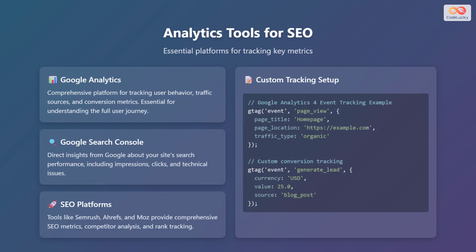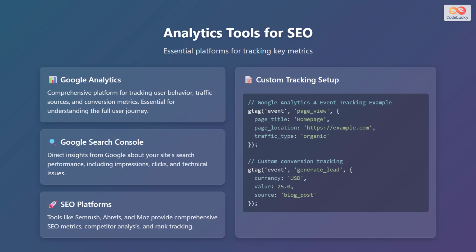Let's review essential analytics tools for search engine optimization that are needed for tracking key metrics. First, Google Analytics is a comprehensive platform for tracking user behavior, traffic sources, and conversion metrics. It is essential for understanding the full user journey. Google Search Console provides direct insights from Google about your site's search performance, including impressions, clicks, and technical issues.